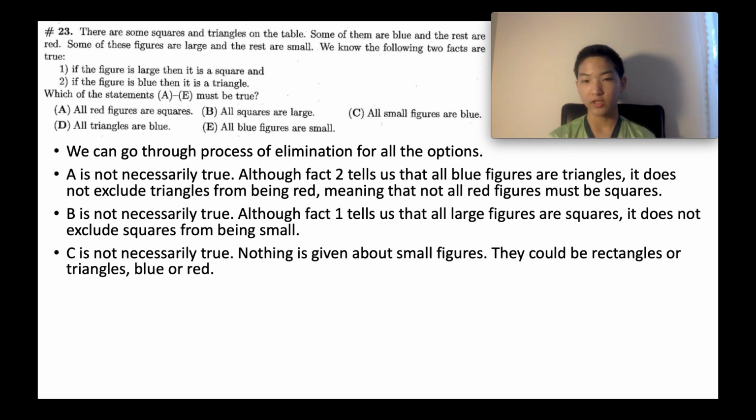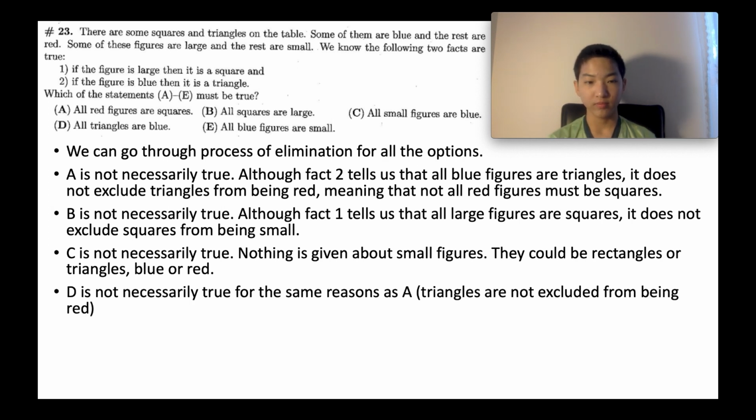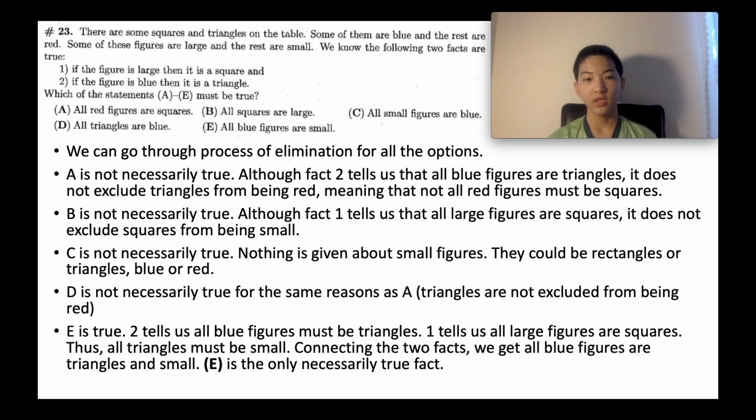C is not necessarily true. Nothing is given about small figures. They could be rectangles or triangles, blue or red. D is not necessarily true for the same reasons as A. Triangles are not excluded from being red. And so that means that there may or may not be red triangles. E is true.